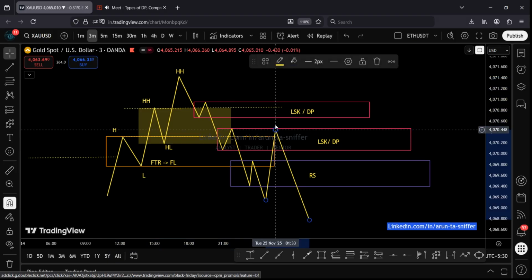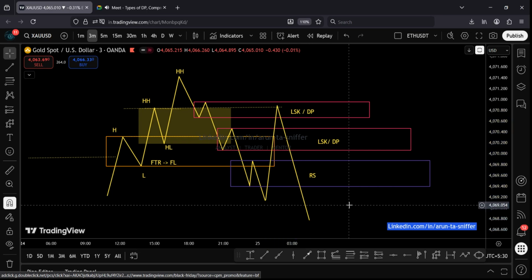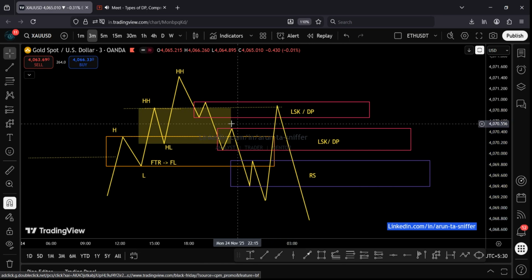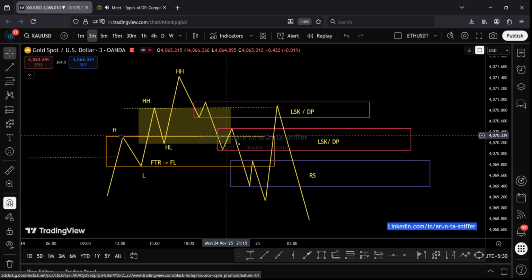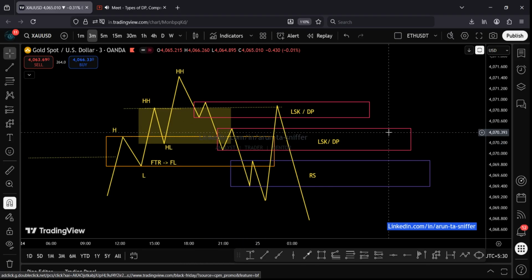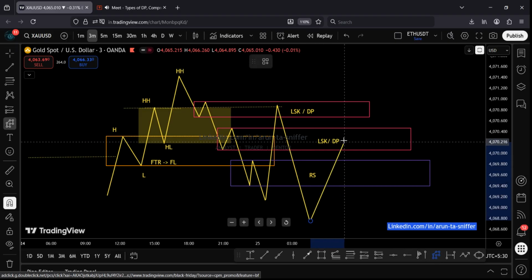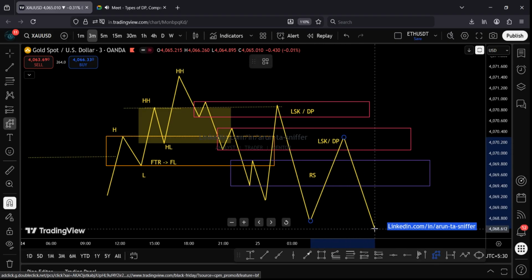Price may go back up to here and then fall down. What will this do in this case? This will ignore this DP. This DP is ignored. What may happen in the future? Price will go up again to this DP and fall.